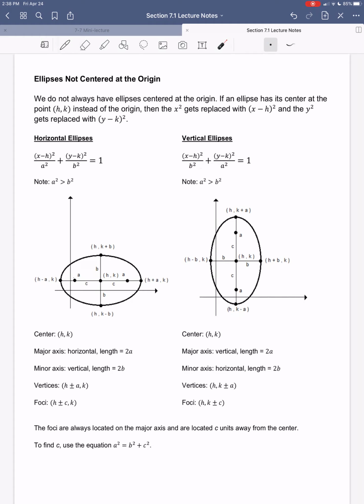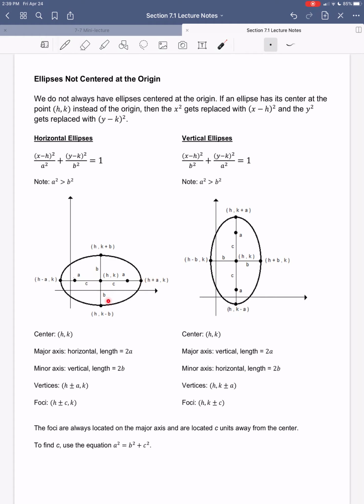How do we know which is which? A squared has to be bigger than b squared. So here, my center is at (h, k). That's not necessarily at (0, 0) anymore. A is how far I move for a horizontal ellipse, in the x direction. So I move a to the left and a to the right. That means this k, the y coordinate, stays the same when I move over to these vertices. But the x coordinate, I have to move to the left. That's subtracting a to make it smaller. And to get to this way, I have to make h bigger, so I add a.